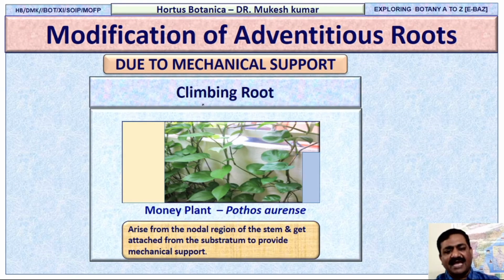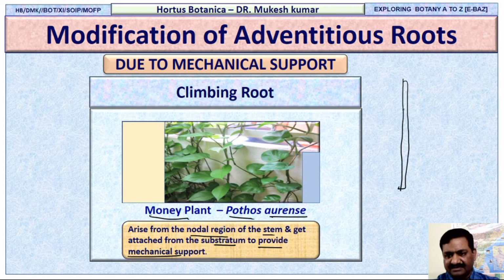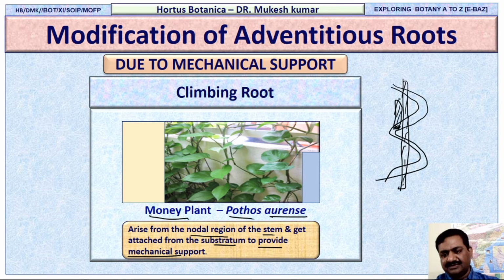Now, the next one we have is the climbing root. Yes, it's very common. You know about the money plant, pothos, orange. What happened here? They arise from the nodal region of the stem, get attached to the substratum, and provide mechanical support. You find this is the support, and the plant will grow like this, and the roots will arise from this. These are the roots attached to this substratum. These roots help the climbing, so they are called climbing roots. So this is very common in the money plant.